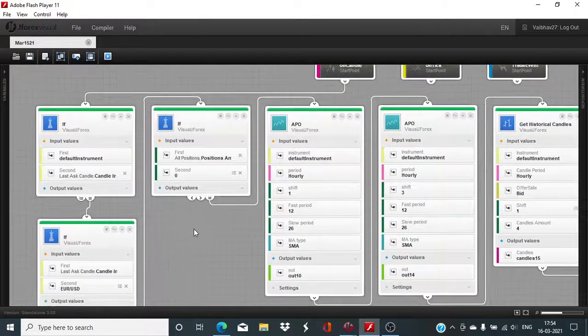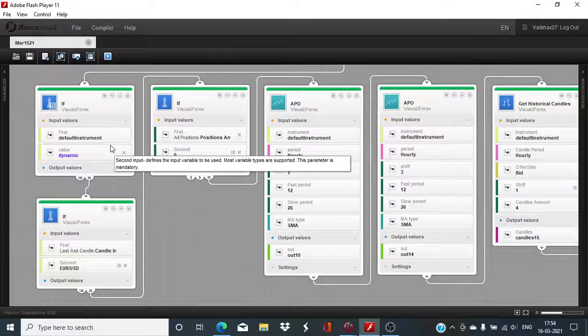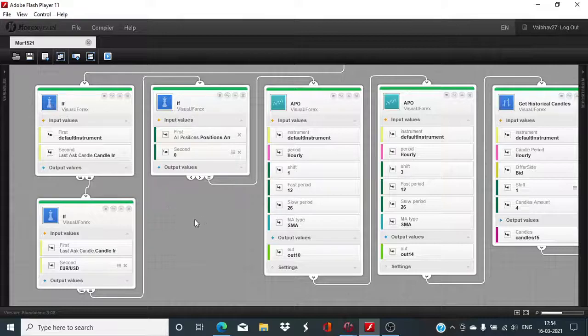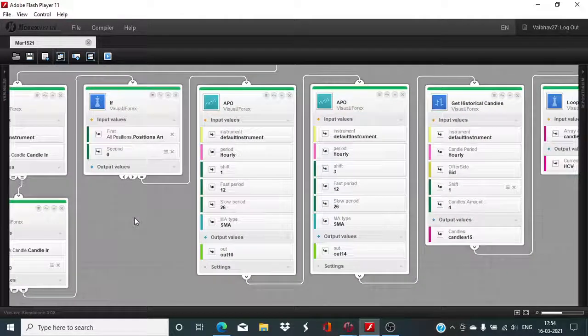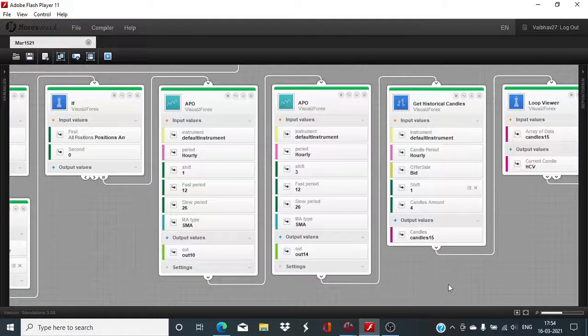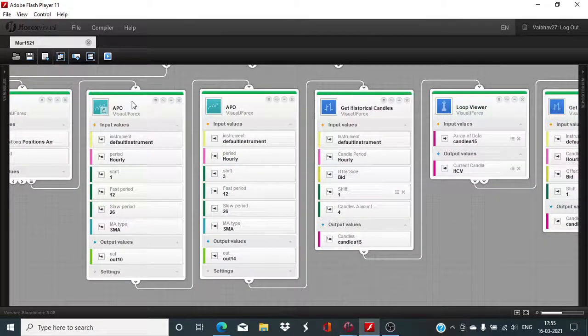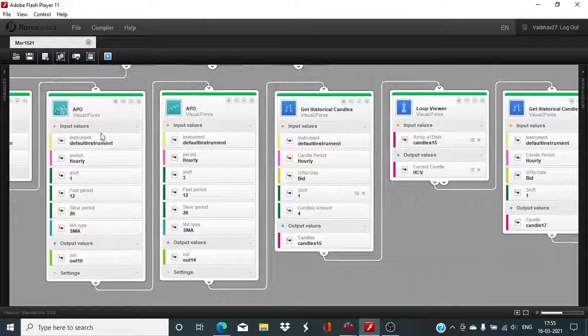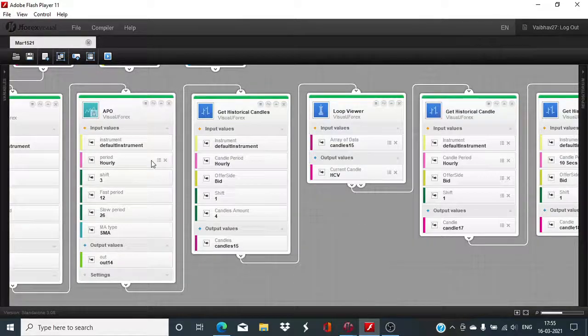In a prior session, I had done this instrument subscription where the default instrument is going to be Euro USD, and then the position amount was defined at 0. I also got these APO blocks of the hourly time frame with different shift, that is the lookback period 1 and 3 respectively. Otherwise, all other parameters are the same. These are for doing comparison only.